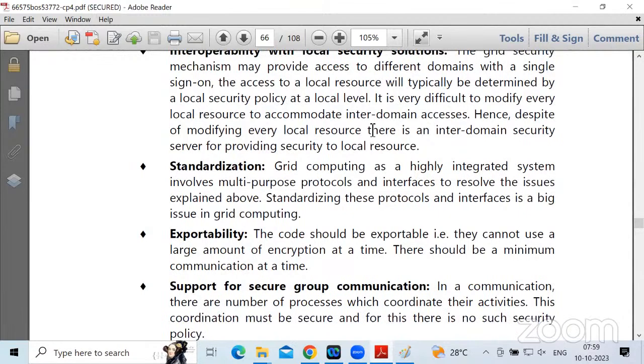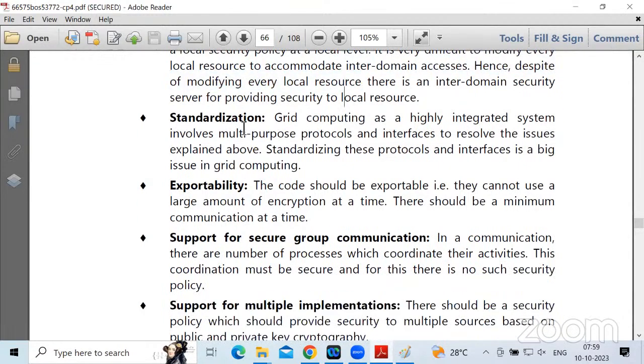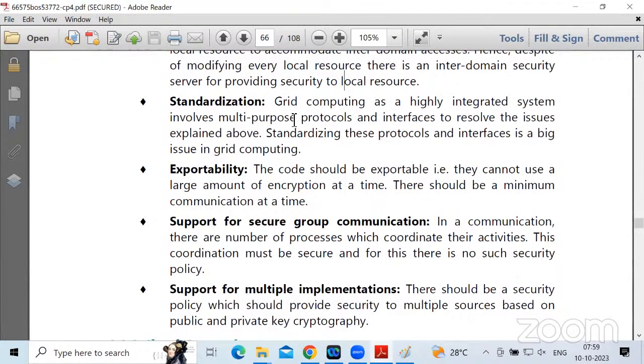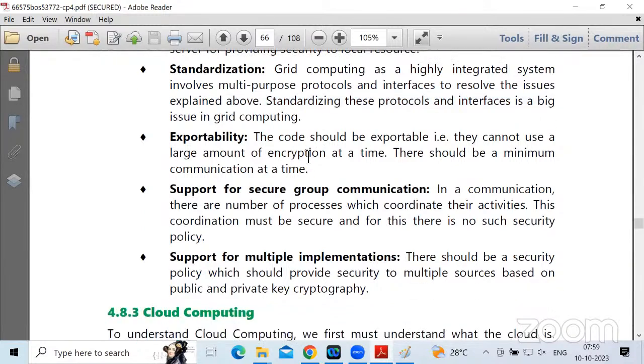So that is an issue here: interdomain access. Then standardization. A highly integrated system involves multi-purpose protocols and interfaces to resolve the issues explained above. Standardizing these protocols and interfaces is a big issue in grid. What does standardizing these protocols mean? Different protocols are used in 100 computers, so bringing them together and working on it is a little difficult.